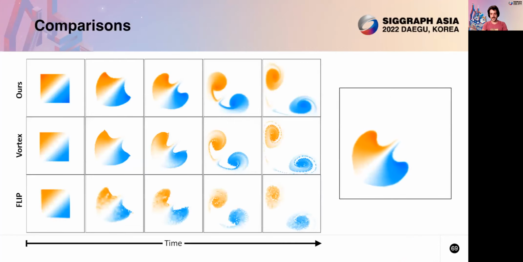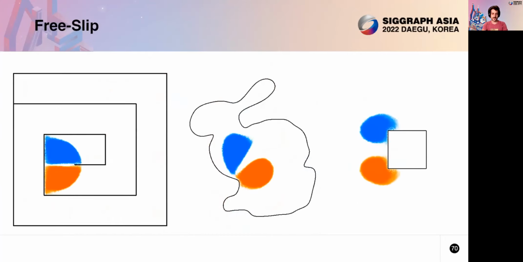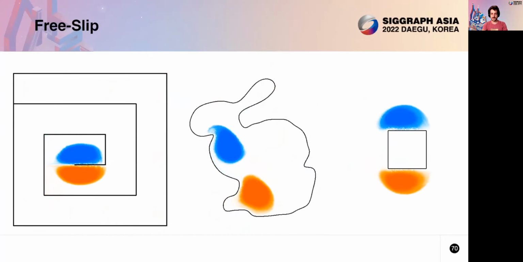First, we compare our method against 2 well-accepted approaches representing particle and grid-based solvers. From left to right, we have increasing time along the simulation. And from top to bottom, we have our method, the vortex particle method, and FLIP. While our approach is admittedly slower than its counterparts when using such a simple geometry, its results are consistent with its peers. Next, we look at some 2D examples of our stream function method.